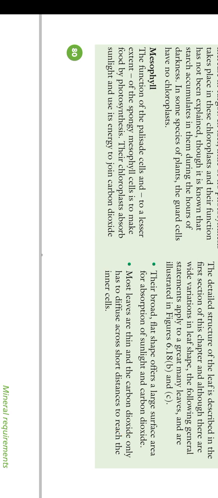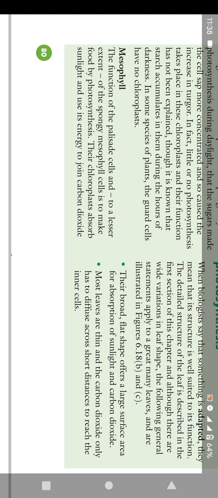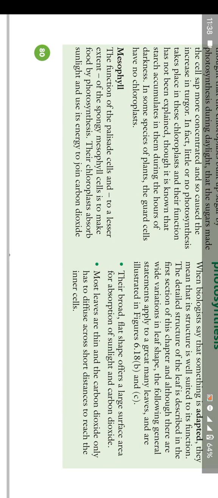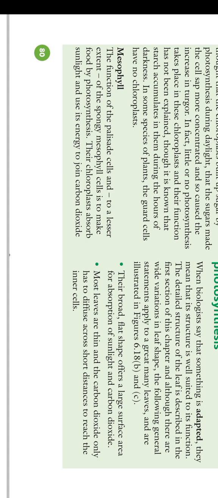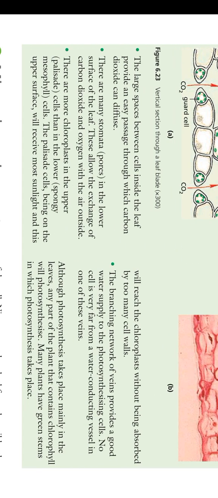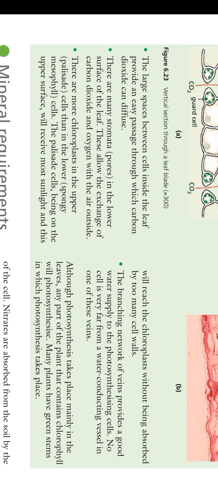Actually the thin and thick cells contribute to the rate of photosynthesis. If there is a thin layer on the leaves, there will be a greater rate of photosynthesis in plants. And the third adaptation is the large spaces between the cells inside the leaf, which provide an easy passage through which carbon dioxide can diffuse. So this is just like the spongy mesophyll cells. Due to spongy mesophyll cells, there will be a higher rate of photosynthesis.